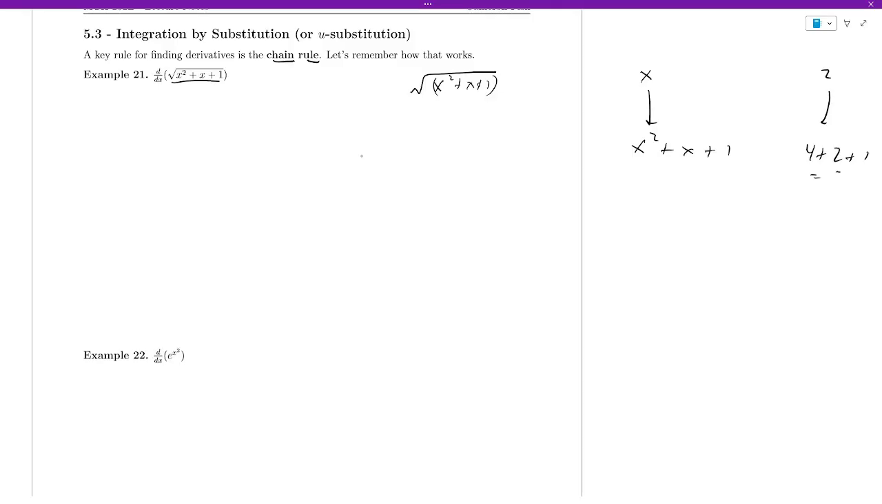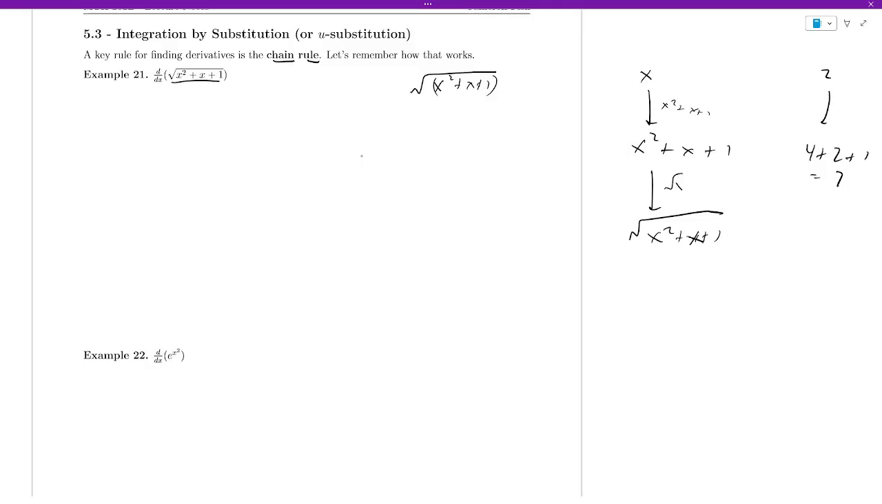In this case, we get 7. And then after that, I apply square root to what I got. Right? So it's useful to think of this as a two-step process. I first apply the x squared plus x plus 1 function, and then I'm going to apply the square root function.